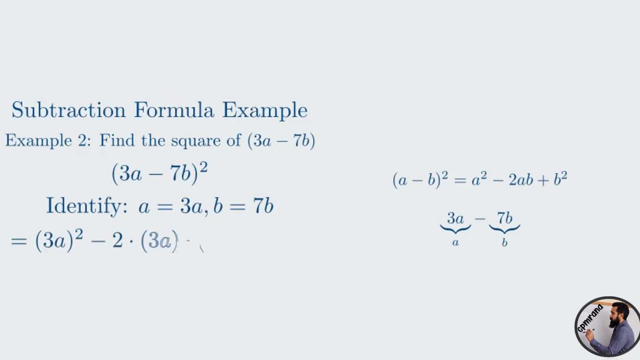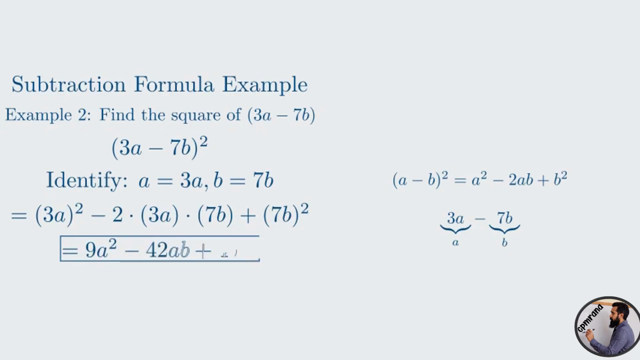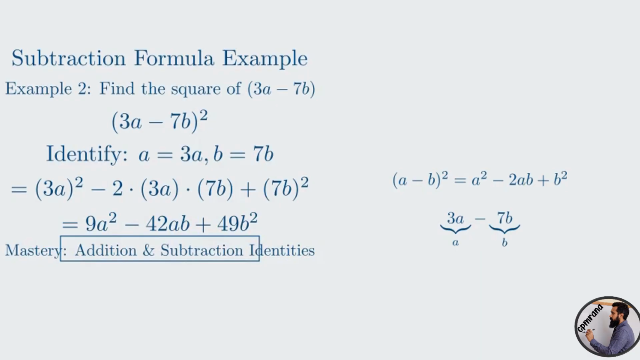Here, we let our first term, 3a, be a, and our second term, 7b, be b. We apply the identity a squared minus 2 times a times b plus b squared. Be careful to use a minus sign for the middle term. Finally, we simplify. 3a squared is 9a squared. The middle term is 2 times 3, which is 6 times 7, giving us minus 42ab. Adding the final term, 7b squared, gives us 49b squared. We have now mastered both the addition and subtraction identities for binomials.